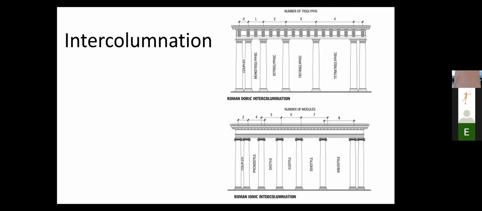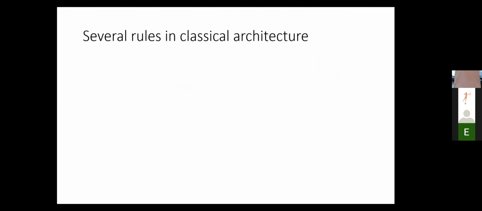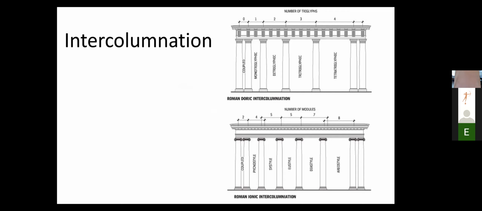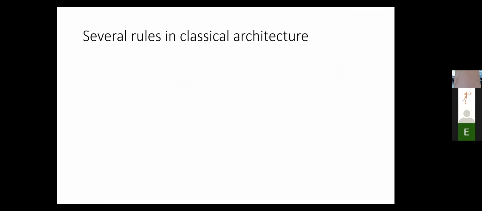This is really interesting because in Greek architecture, there's a specific ratio about the way the columns are spaced based on the number of columns, the diameter, and of course, the spacing of the triglyphs and the metopes, which we'll get into more specifically. But for the most part, I'm going to show you several rules in classical architecture that really shouldn't be violated.